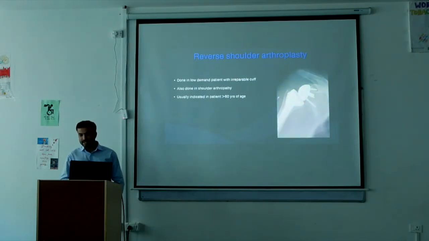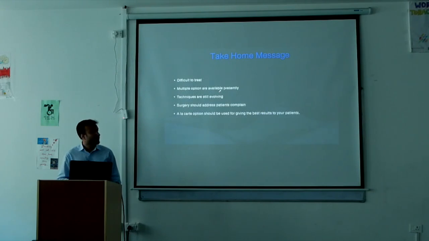The drawback is that it is not done in high demand patients, and nowadays it is mostly preferred in patients more than 60 years of age. The rotator cuff is difficult to treat. Multiple options are available presently. The techniques are still evolving. Surgery should address the patient's complaint, not the MRI, and the a la carte option should be used to give the best result to your patient.